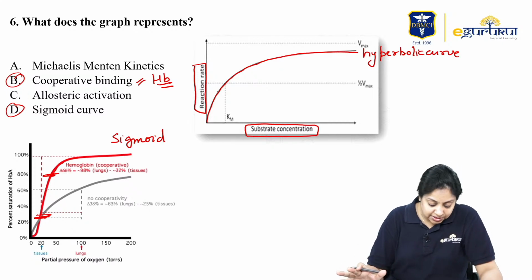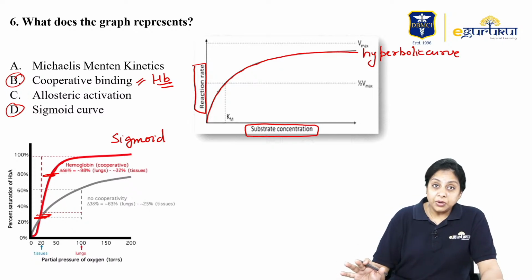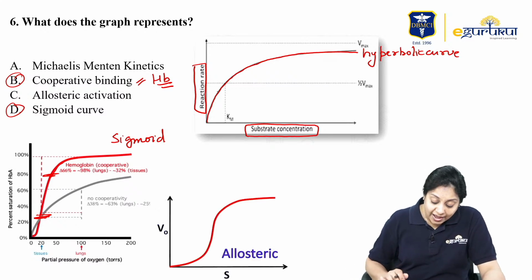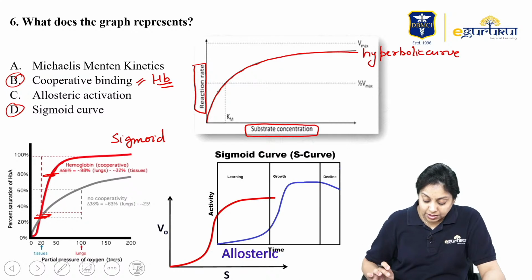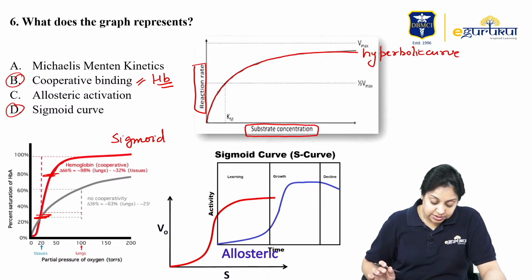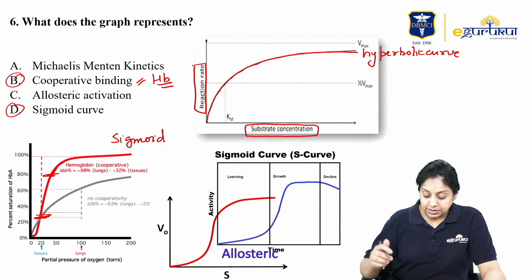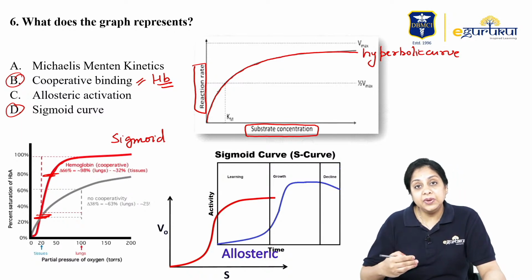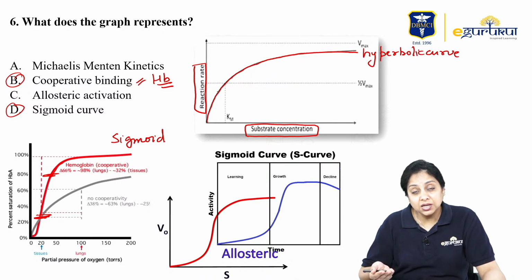Let's not go into detail, otherwise we will not be able to cover all the questions. Allosteric activation is also a sigmoidal curve, that is an S curve, right? So which is this? This is very obvious. The Michaelis-Menten kinetics, that is choice A: the more substrate concentration you add, the rate of the reaction increases, because the substrates are available for the enzymes.